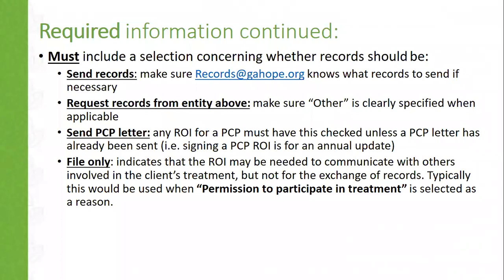So this gives you the explanation of what those options are about. Now, let me point out something here with the send records. If you have selected send records, if it's clear on the release of information exactly what records you want to be sent, that's fine. But if you need to specify a little bit more detail, you can send an email to records@gahope.org to make sure our records department knows if there are specific additional pieces of information that they need to have before sending information.